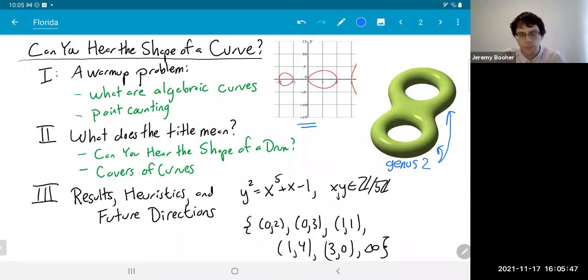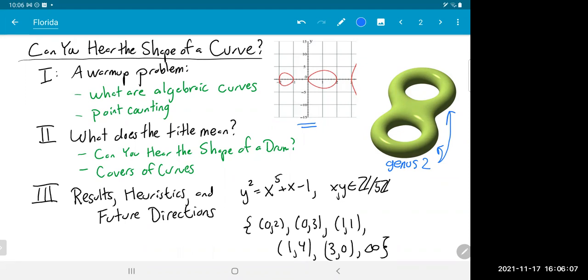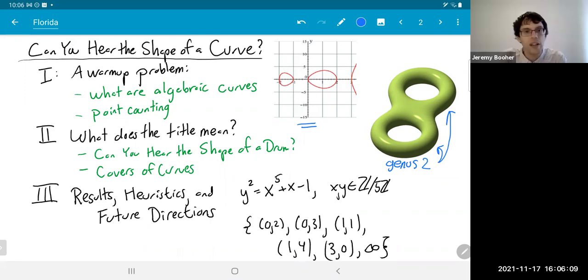So this first part of my talk is going to be sort of a warm-up problem, introducing what algebraic curves are and what you can do with point counting. Then in the middle, I should probably tell you what the title of my talk means. It's related to the classic question, can you hear the shape of a drum? And it'll involve talking about what covers of curves are. And then towards the end, I'll start talking about some results, heuristics, and future directions.